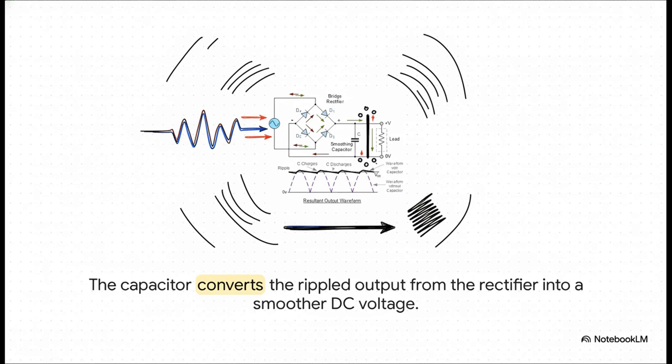And you can see exactly where it goes in the circuit here. That smoothing capacitor, that C, gets placed right after our bridge rectifier. This perfect placement lets it charge up on the voltage peaks and then discharge to fill in those valleys, smoothing out the power before it ever gets to our device, the load.